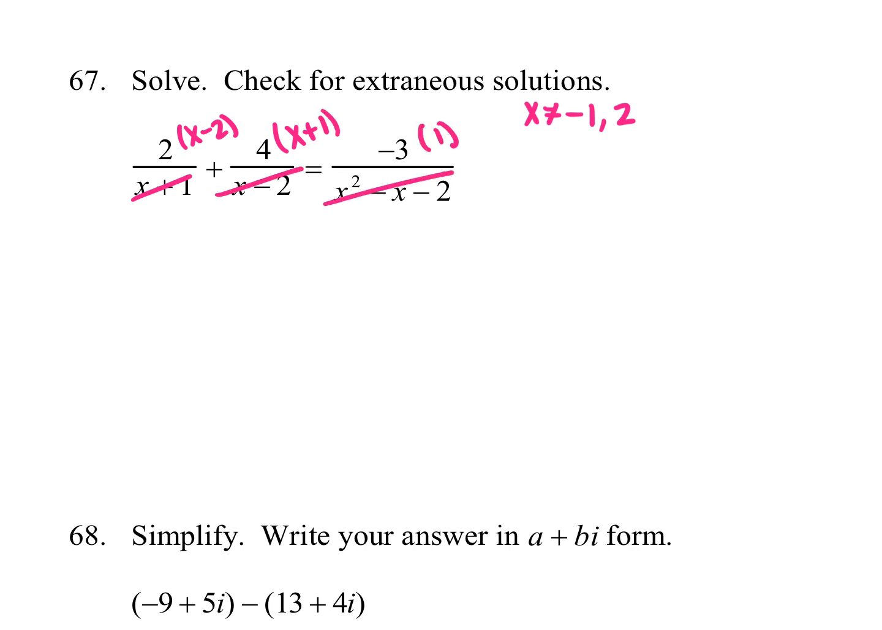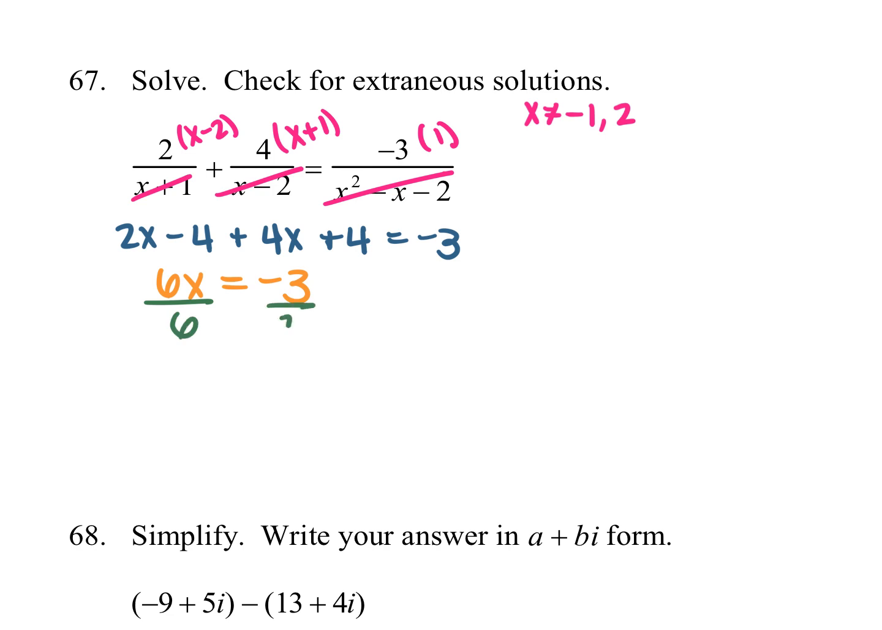Cancel out your denominator. So this is going to give us 2x minus 4 plus 4x plus 4 is equal to negative 3. Combine your like terms on the left. That's going to give us 6x plus 0 is equal to negative 3. Divide each side by the 6. And you get that x is equal to negative 1/2. That's not negative 1, nor is it 2. So that's a solution.